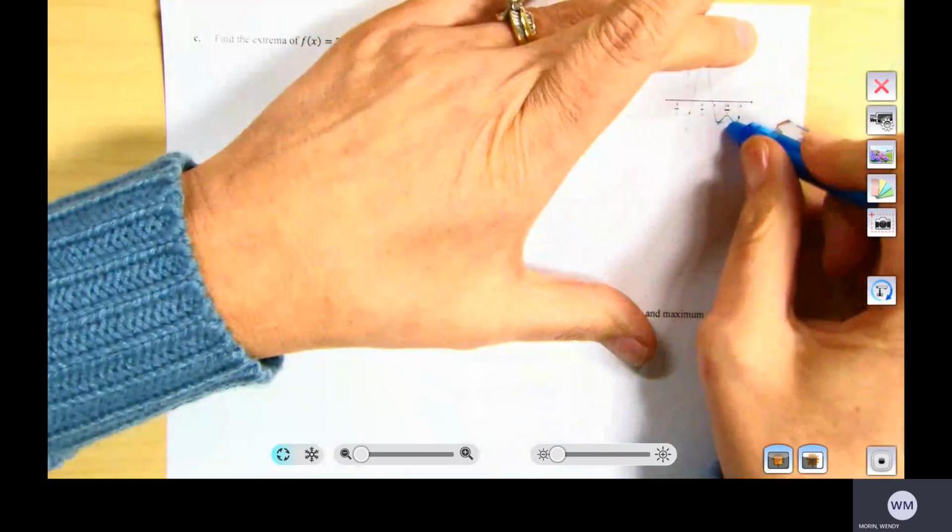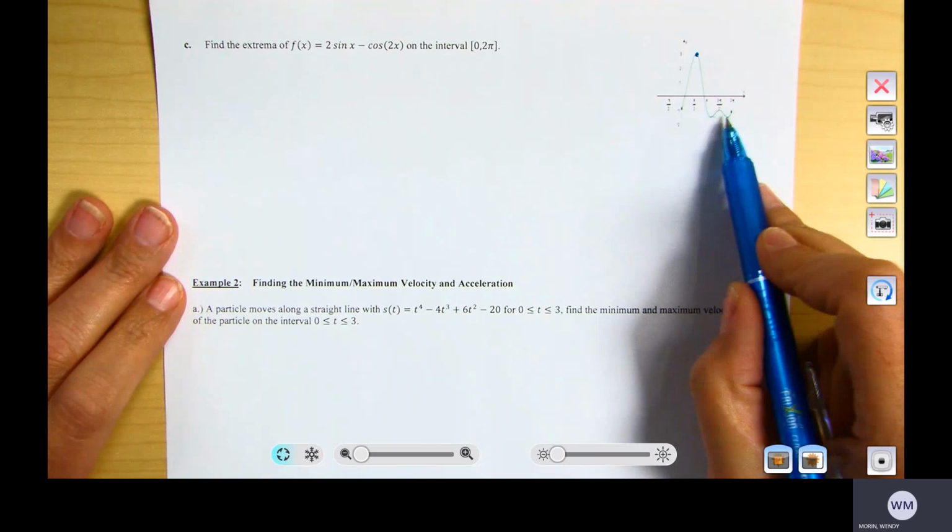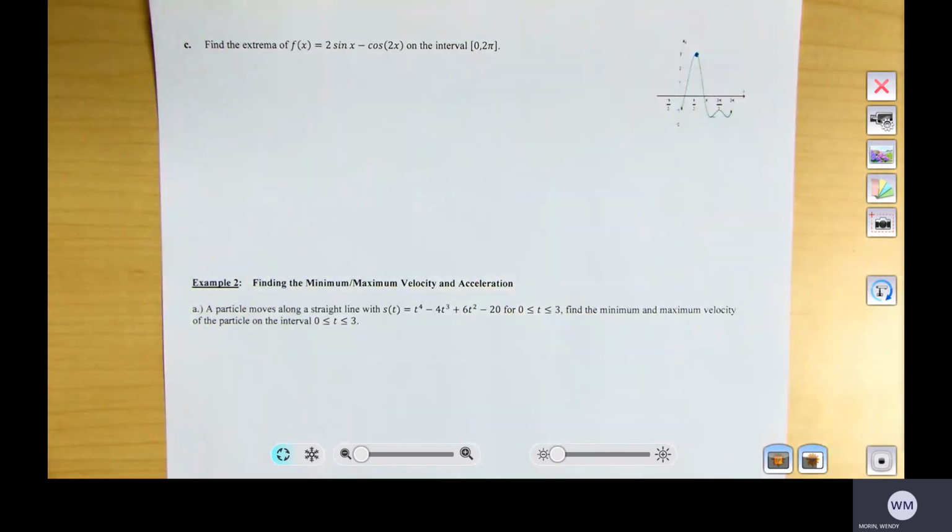I don't know. You're going to figure that out. It looks like they're the same y value on here. So I'm going to let you try this one yourself. It is challenging. I'm going to give you a hint.